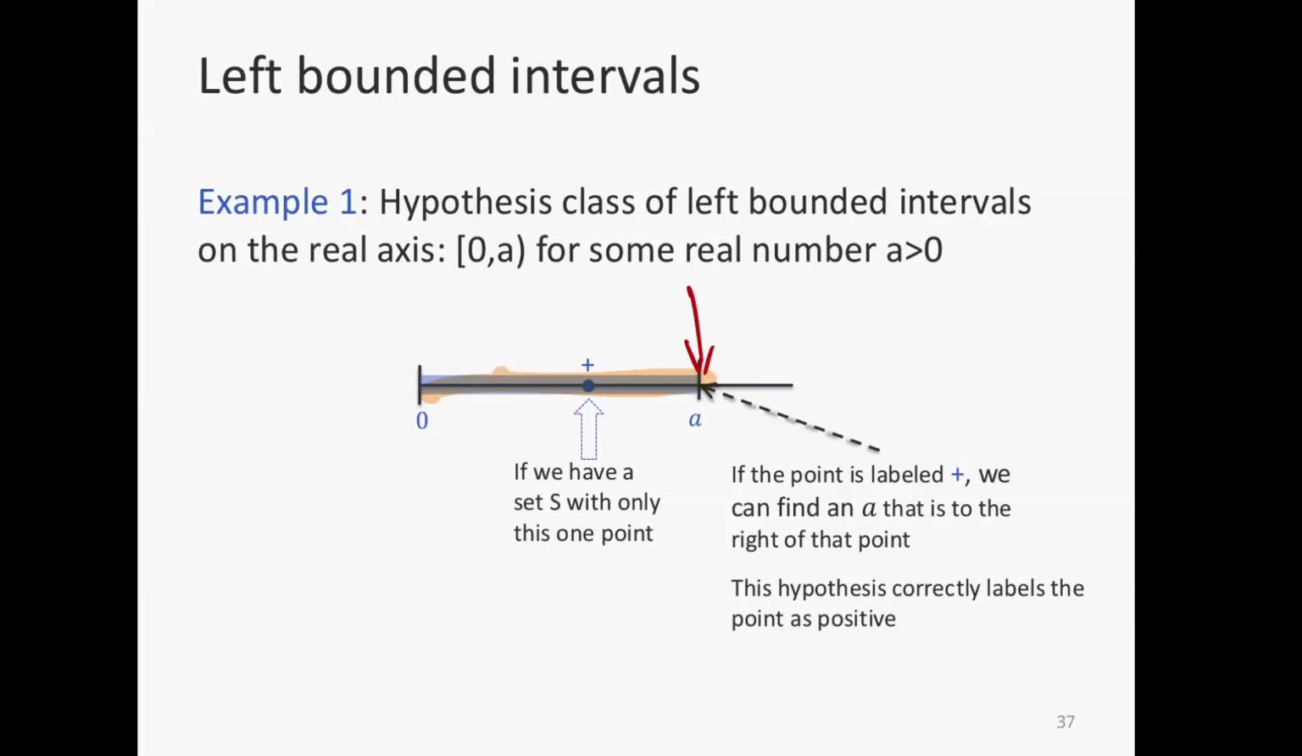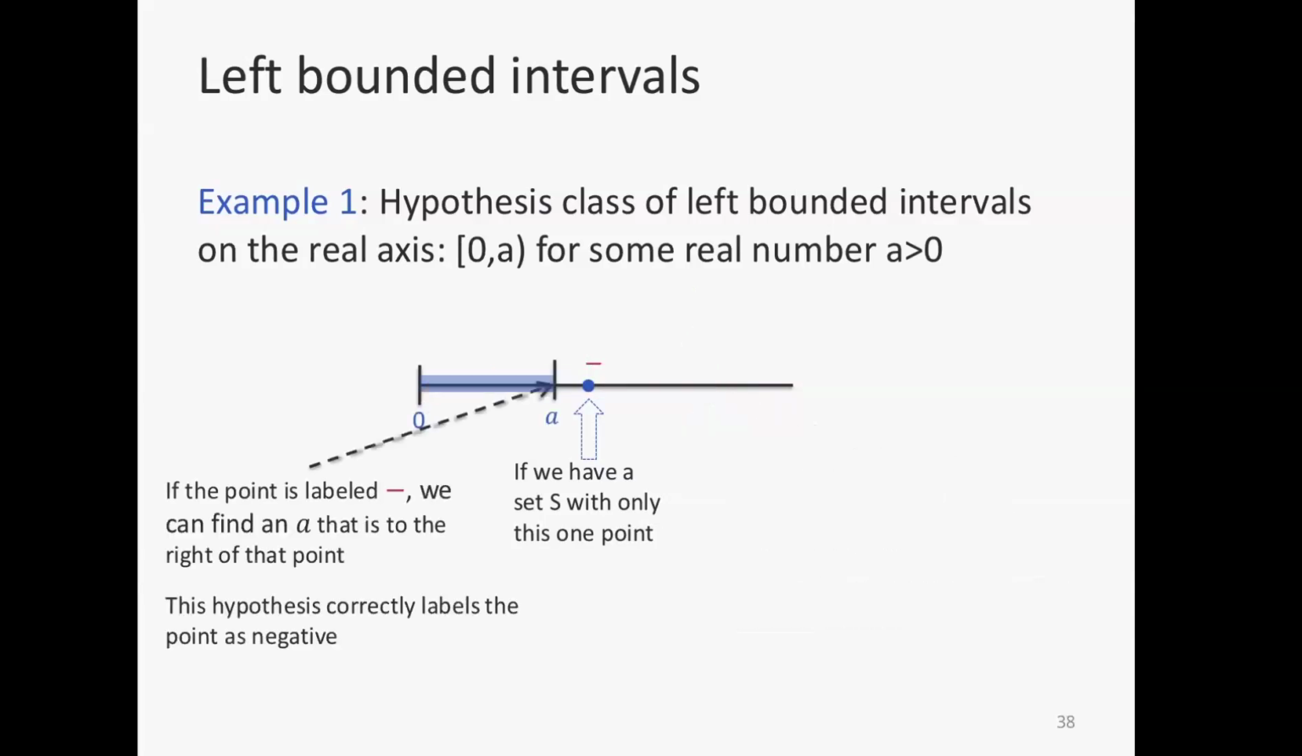But that's not sufficient because there's another way to label that point. I can label the point as a minus. And if I label that point as a minus, then I can find another function inside the same function class that assigns that point a negative label. So what this means is no matter how this set of 1 point can be labeled, there's some function in my function class that can match that set.